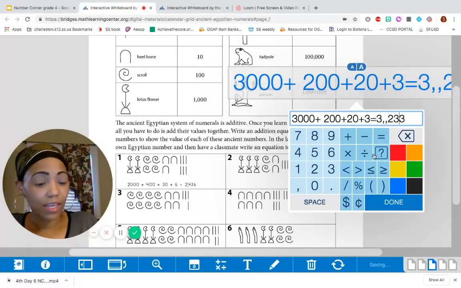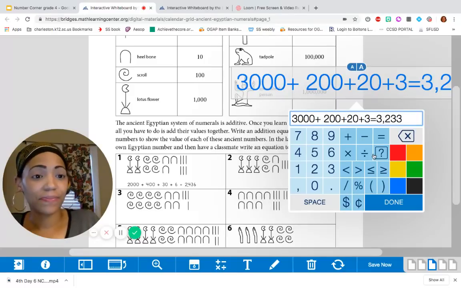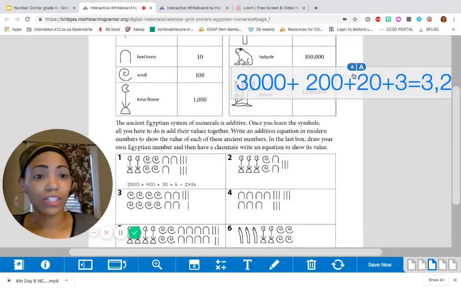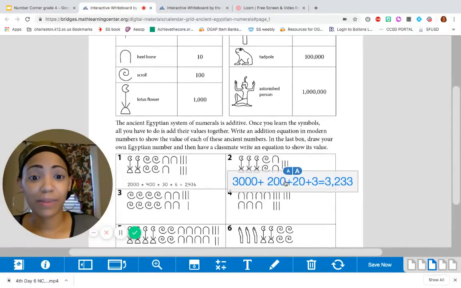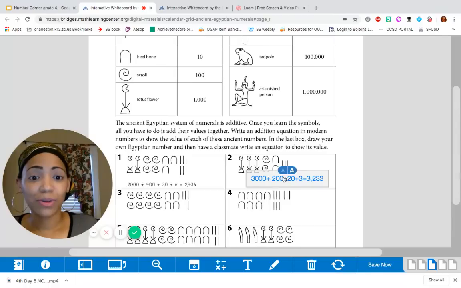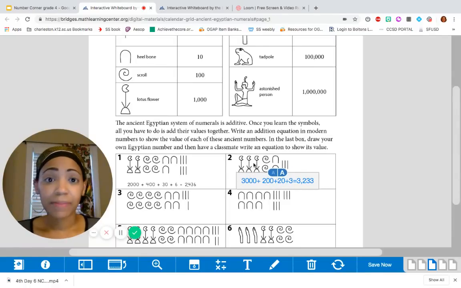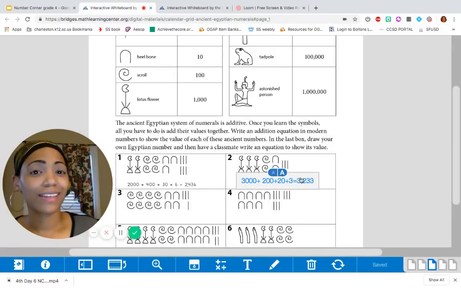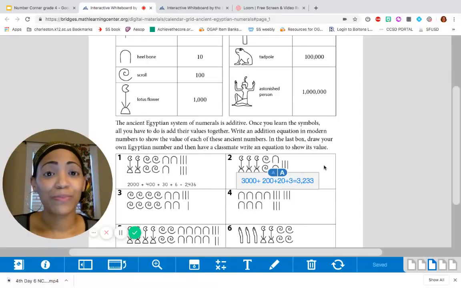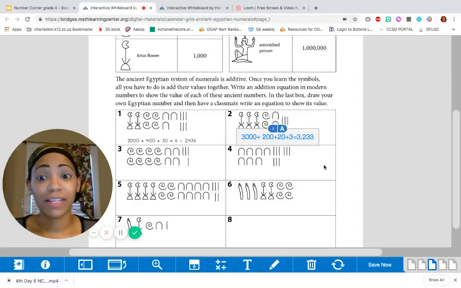3,233. I have way too many commas there. All right, good job. Is there another way we could have written this equation based on what we've talked about? Sure. We could have done 3 times 1,000, 2 times 100, 2 times 10, and 3 times 1. Absolutely, we could have done that. But since it says it's additive, we're going to do addition. We're going to follow the directions here.